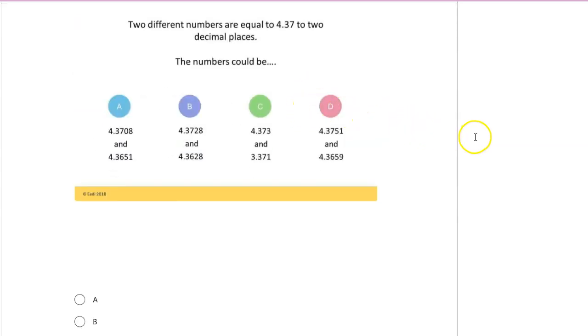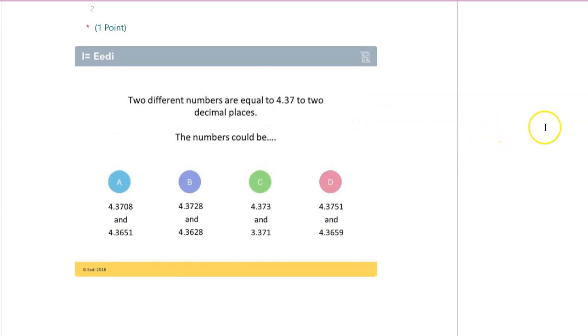Two different numbers are equal to 4.37 to 2 decimal places. So that means they've been rounded to 2 decimal places, and the answer would be 4.37. You know that anything that was 4.365, a 5 would tell me I had to round the 6 up to a 7, or a 6, 7, 8, or 9 there would tell me I have to round the 6 up to a 7.